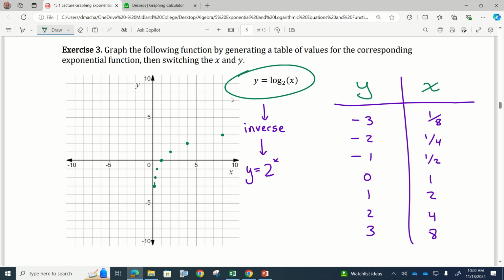Now I connect these dots. And this is a very nice curve representing my logarithm base 2 function. So instead of trying to make a table of values for the logarithm, you could just find the inverse, make a table of values for your inverse, and then swap the x and y as your column headers on your table of values, and then plot those points.